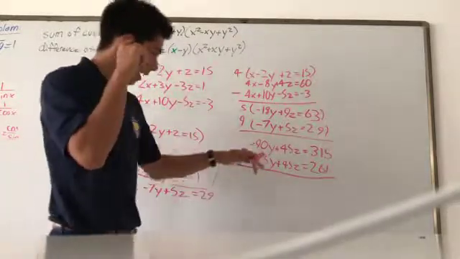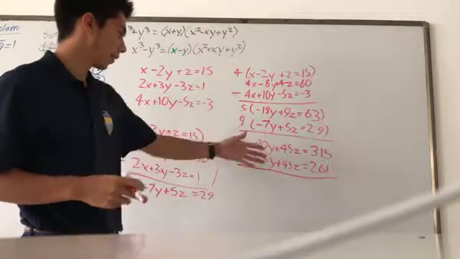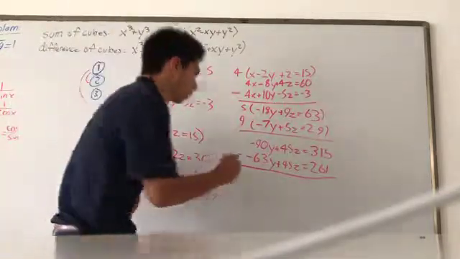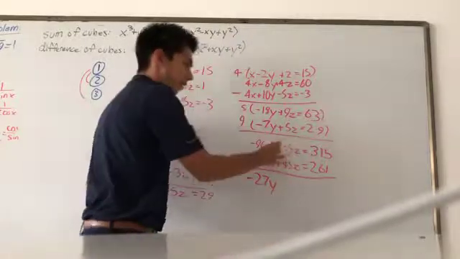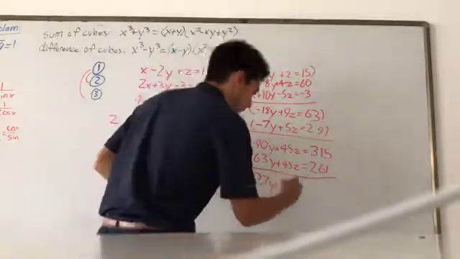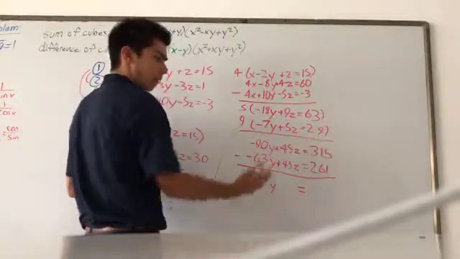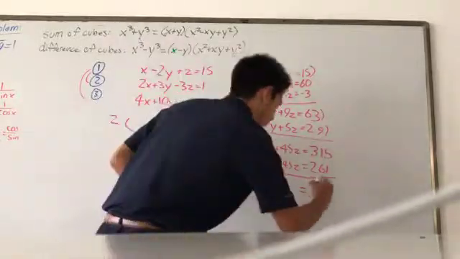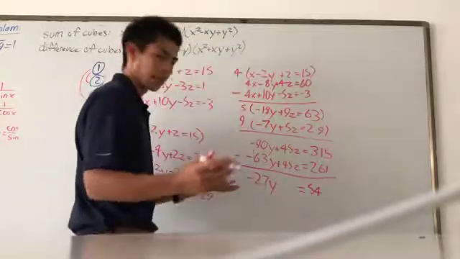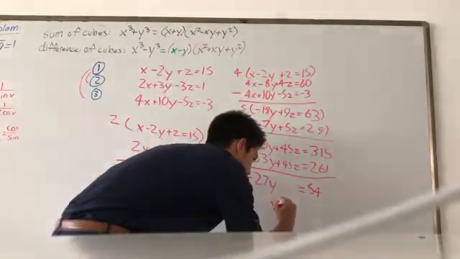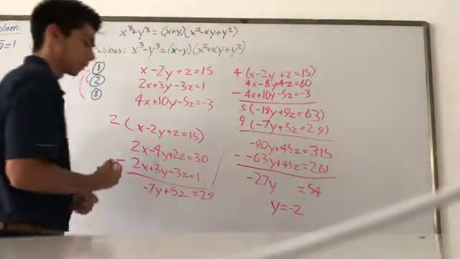So I have a negative 90y minus a negative 63y, which is negative 90y plus 63y. So that is going to give me a negative 27y. 45z minus 45z is just 0, so I'm going to leave that empty. And then 315 minus 261 is going to give me 54. If I divide by negative 27 on both sides to get y by itself, I'm going to end up with y equals negative 2. Okay?